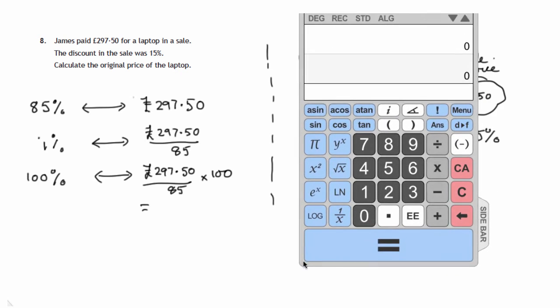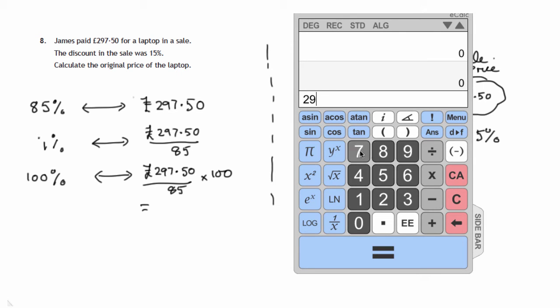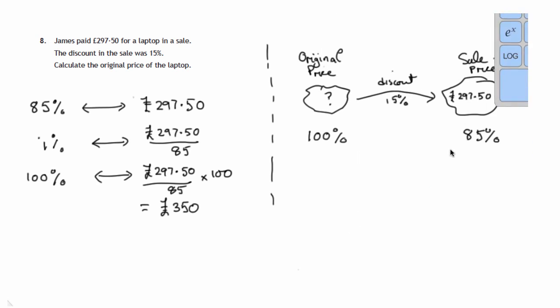So let's see if we can do this calculation. It's 297.5, divide by 85, and multiply by 100. That gives us £350. If you're not sure of that, you could work out what 85% of £350 is, and you'll find it's £297.50.